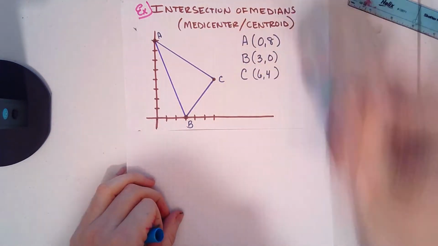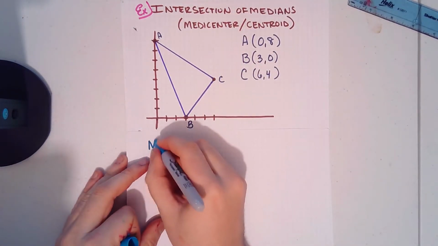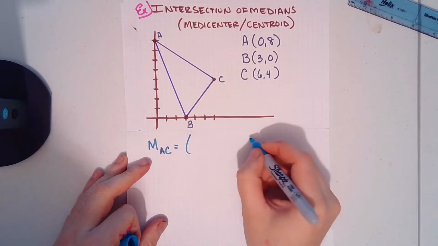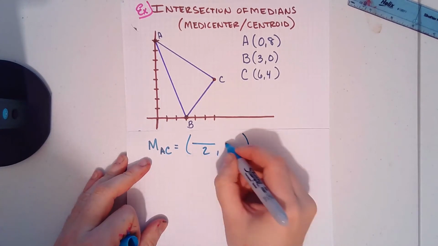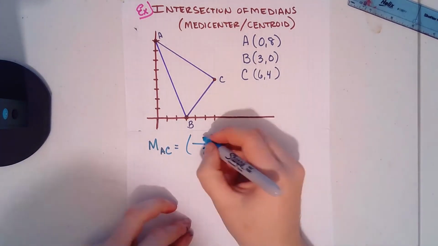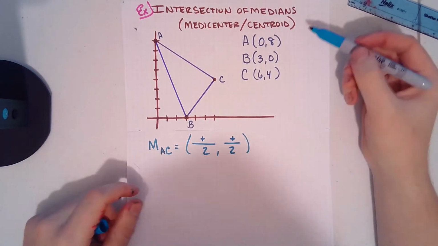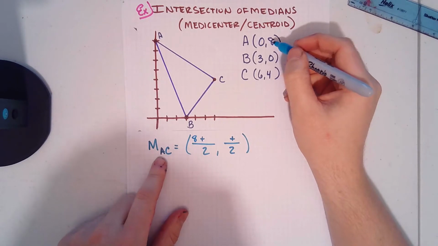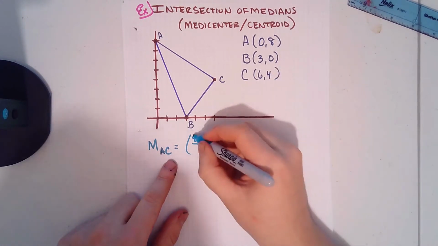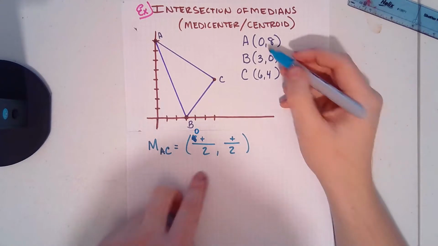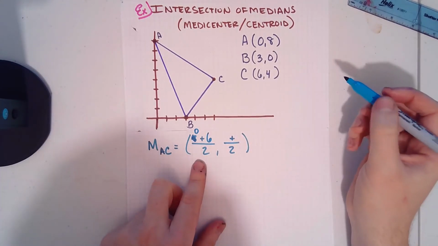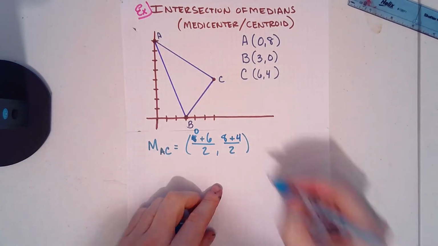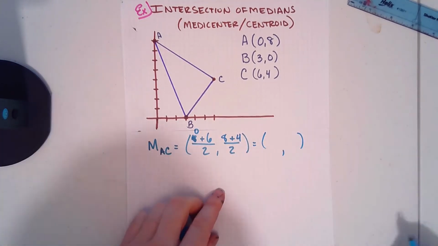That's the side I'm going to be working with. So the midpoint, I'll do capital M, of AC is going to be equal to the midpoint formula between those 2 points. So it's the average of the x's and the average of the y's. Well, it turns out the x's for A are 0, and 6 for C. The y's for A and C are going to be 8 and 4.